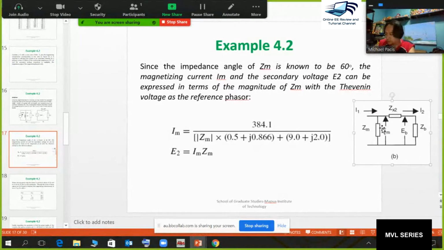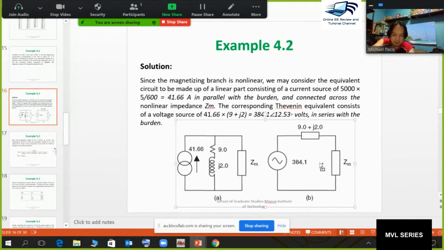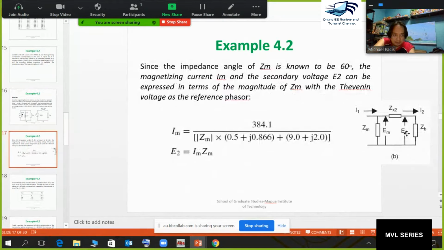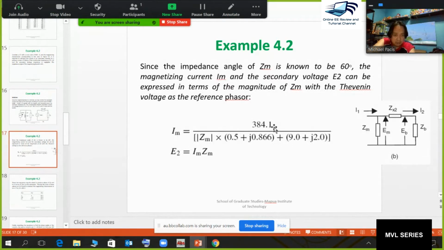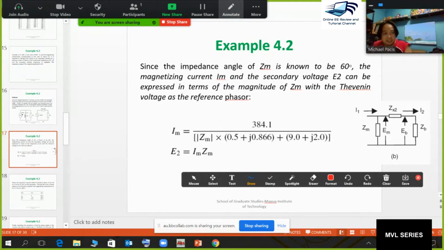Going back to this diagram, from the circuit of your VTH, you can now get that current IM. This is the current at the magnetizing part, by having a little bit of circuit theory. So 384 angle 0 over what is this, 0.5 plus j0.866? This is the 1 angle 60, which is ZM angle 60. But 1 angle 60 is 0.5 plus j0.866 in rectangular form.